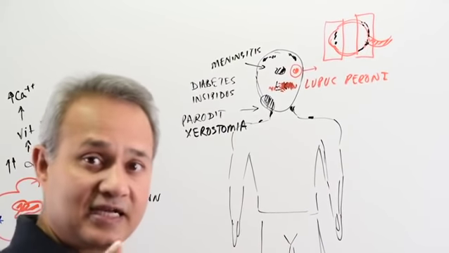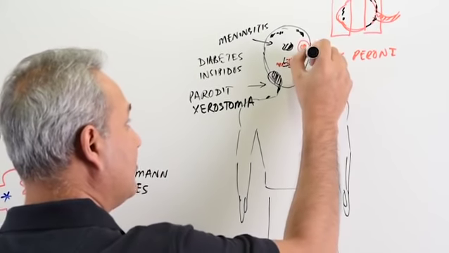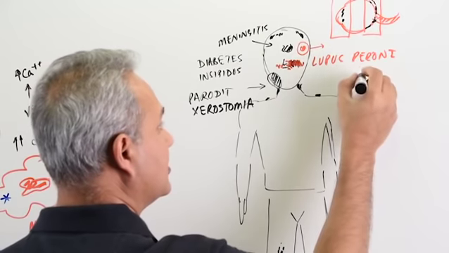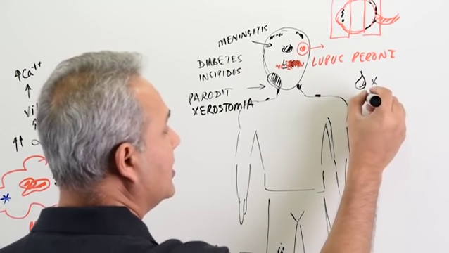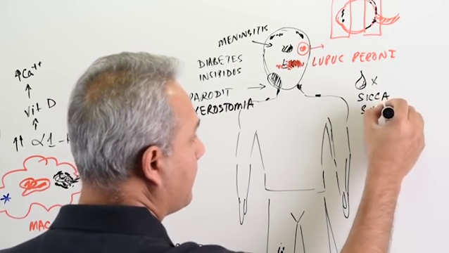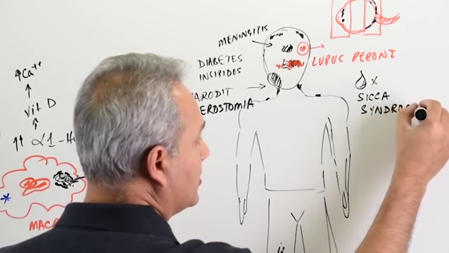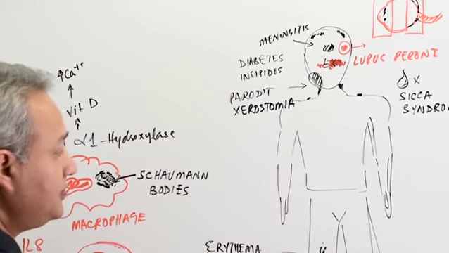With that, the lacrimal gland can be inflamed, and when the lacrimal gland is inflamed, there are going to be no tears. So if these are tears, there will be no tears. So that is called Sjogren syndrome. So Sjogren syndrome may be present, xerostomia may be present.